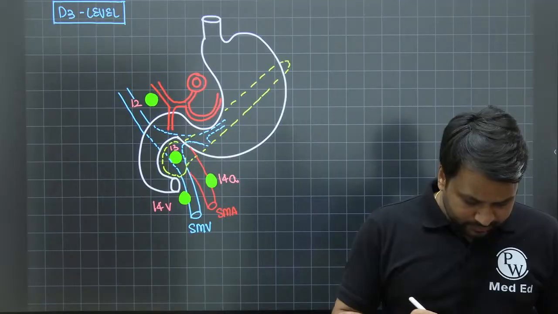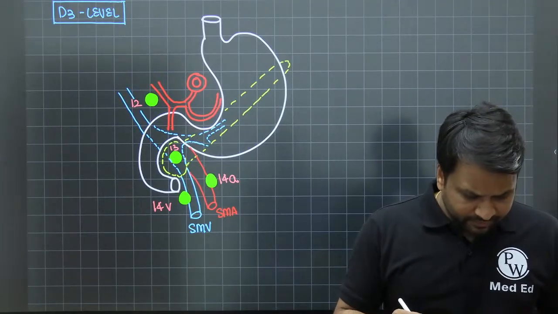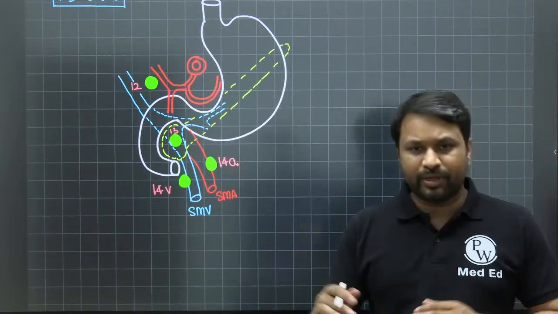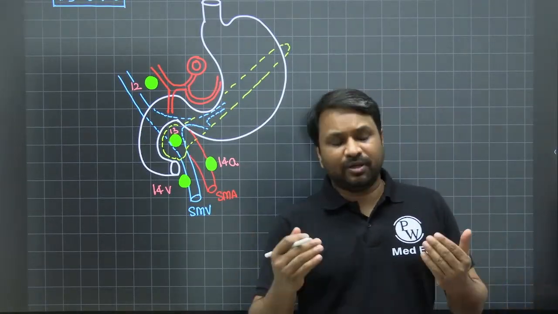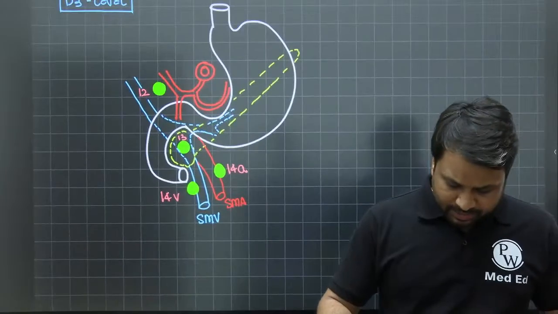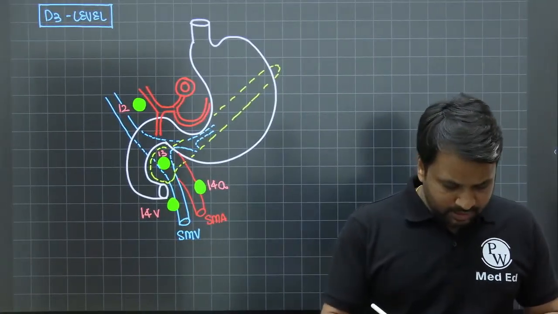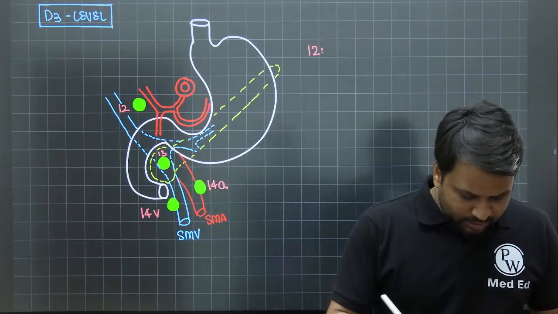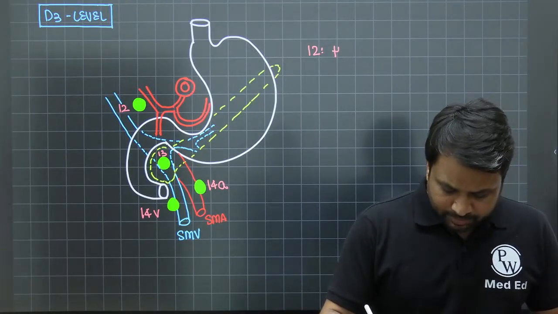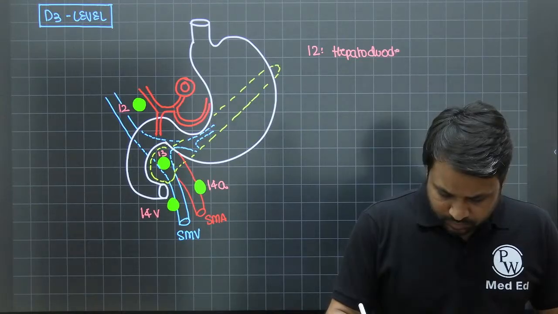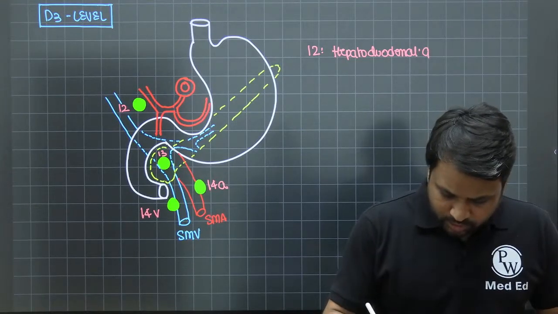Then you have the 15 one. As the superior mesenteric vein will be a combination of multiple veins together, now it is going to be the middle colic. I'll just label the rest of them because it is difficult to visualize. So if I say what is station number 12, station number 12 is going to be along the hepatoduodenal artery. It is your hepatoduodenal artery.